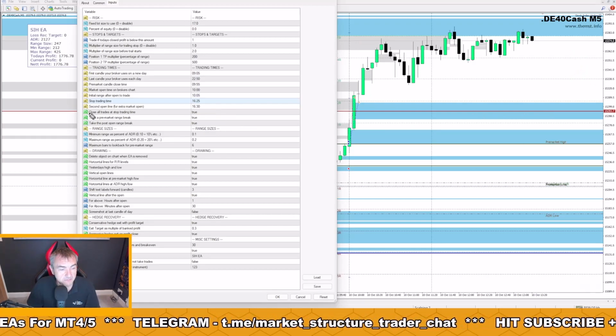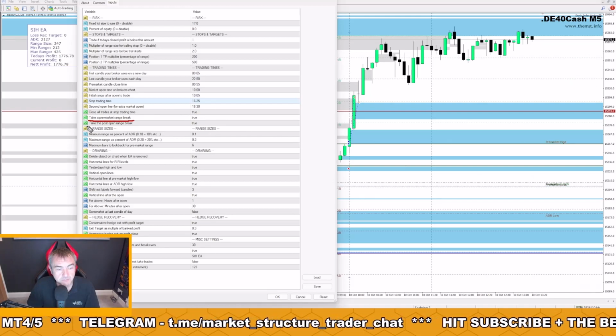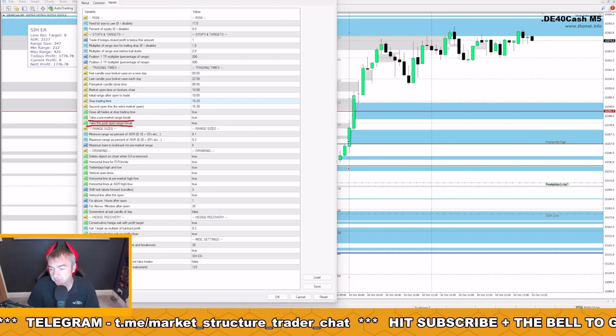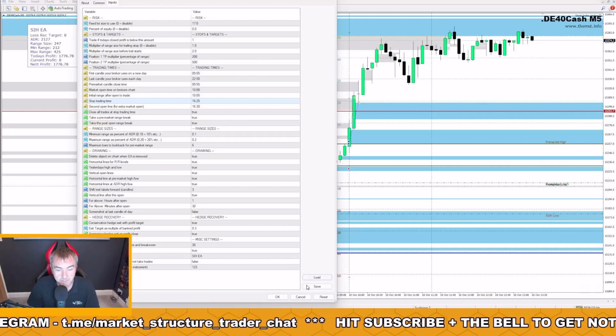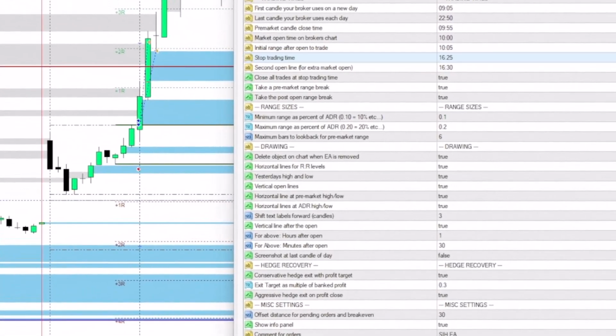These next two inputs here, pretty self-explanatory. Take the pre-market range break or take the post-market range break. Okay, so we've already covered this, but the pre-market range break is before the open, is there, and the post-market range break is that first 5-minute candle. So if you don't want to take the pre-markets, you just want to take that 5-minute open, you can set the first one to false and the second one to true. Likewise, if you don't want to take the post-market and you only want to take the pre-market, you can set the second one to false and the first one to true, and it will just basically take the pre-market break for you. Okay, so you can take whichever you want to.